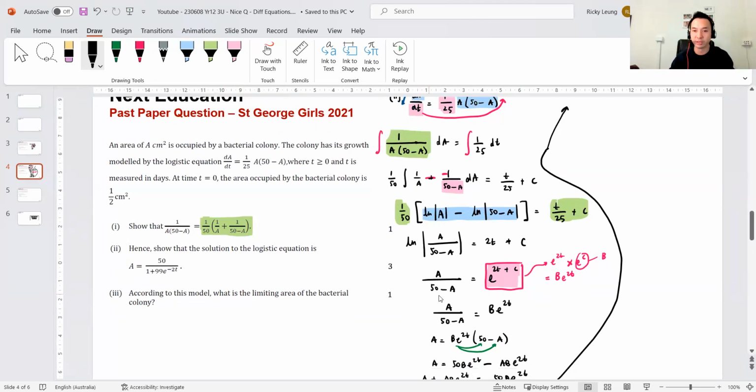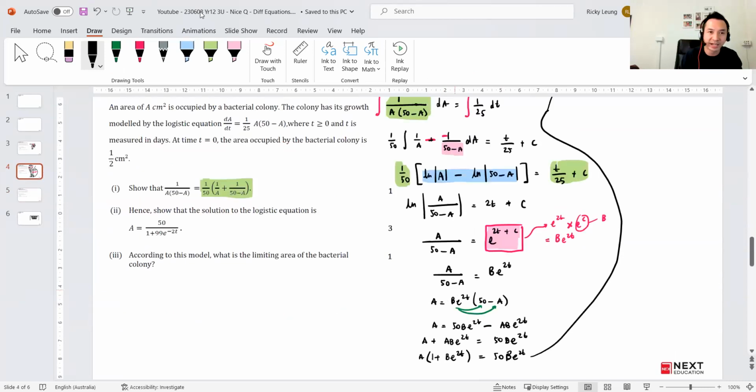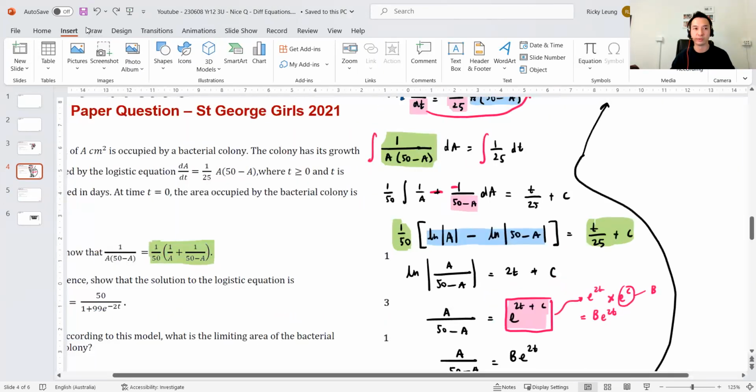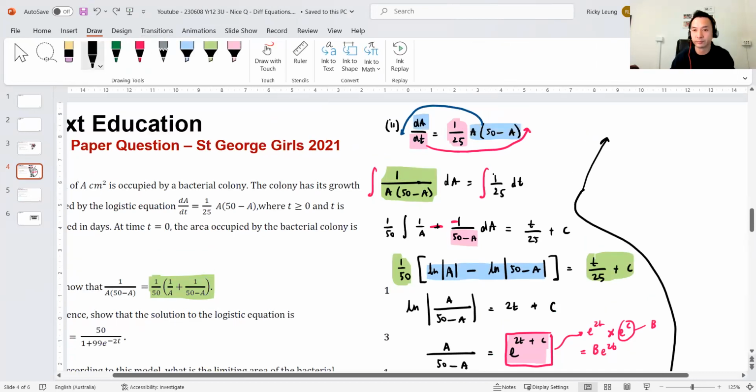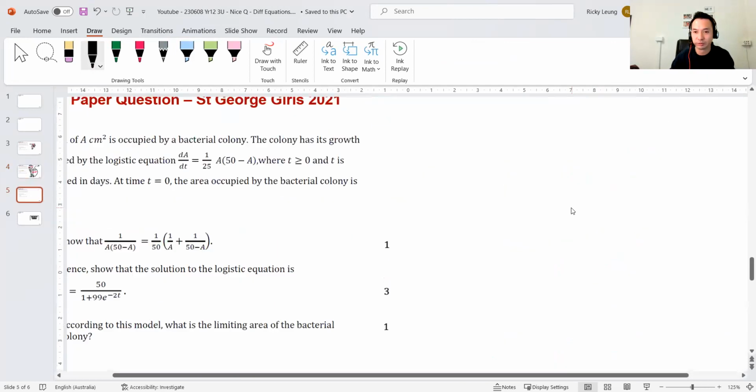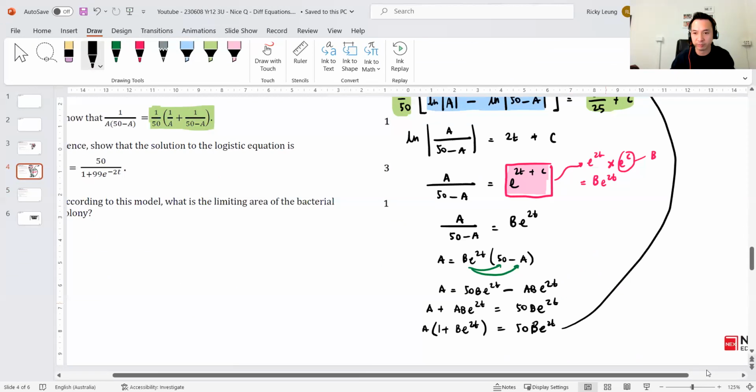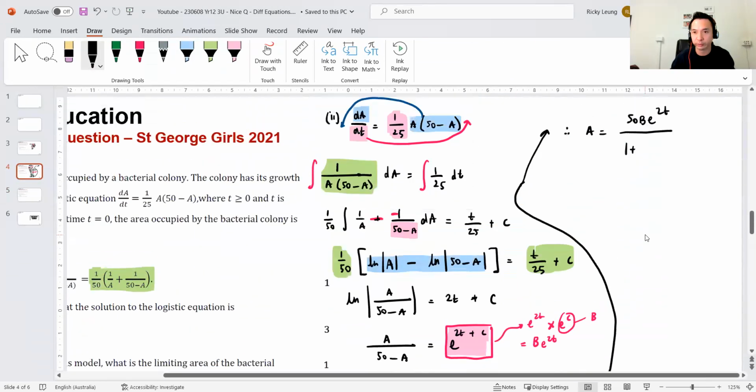All right, because what I'm going to do, guys, is I need to make a the subject, right? I need this guy the subject. So I'm just going to divide this bracket over to the other side, and you should get, therefore, a equals to, is it 50B e2t over 1 plus, short memory, 1 plus B e2t. Okay, cool.